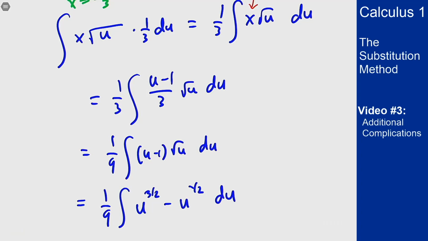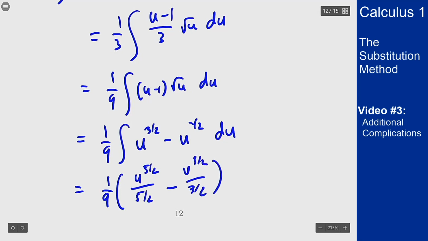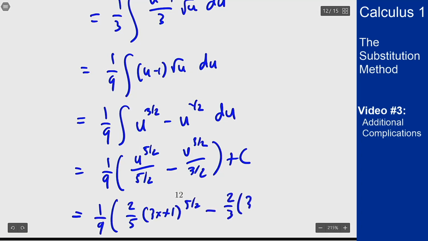And now these are both powers. It's basically a polynomial, but they aren't integers. I can just integrate this. This is not a big deal. So I get 1/9 times u to the 5/2 over 5/2 minus u to the 3/2 over 3/2 plus c, or plugging in my u, which is 3x plus 1, 1/9 times 2/5 (3x plus 1) to the 5/2 minus 2/3 (3x plus 1) to the 3/2 plus c.